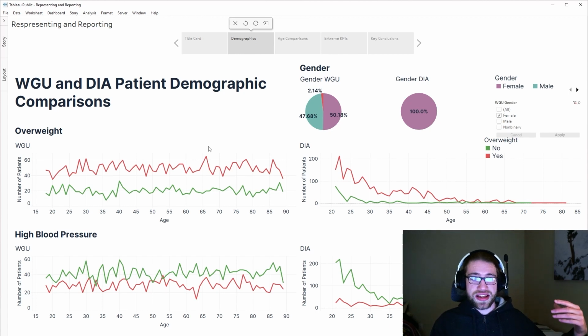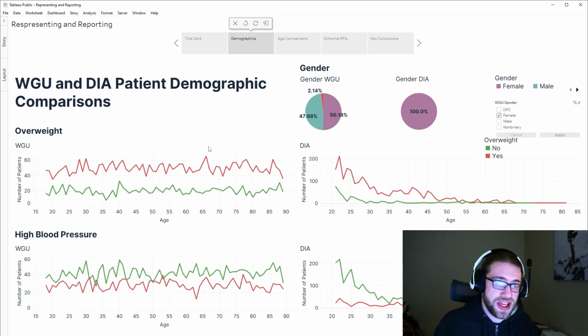What you will notice is that for both the WGU and the DIA hospital systems, we have more overweight patients than we do normal and underweight patients. That is visible in both of these center overweight groups. And for high blood pressure, in both situations, both for WGU and DIA, we have more standard blood pressure patients as opposed to high blood pressure patients. That's visible with both of these.